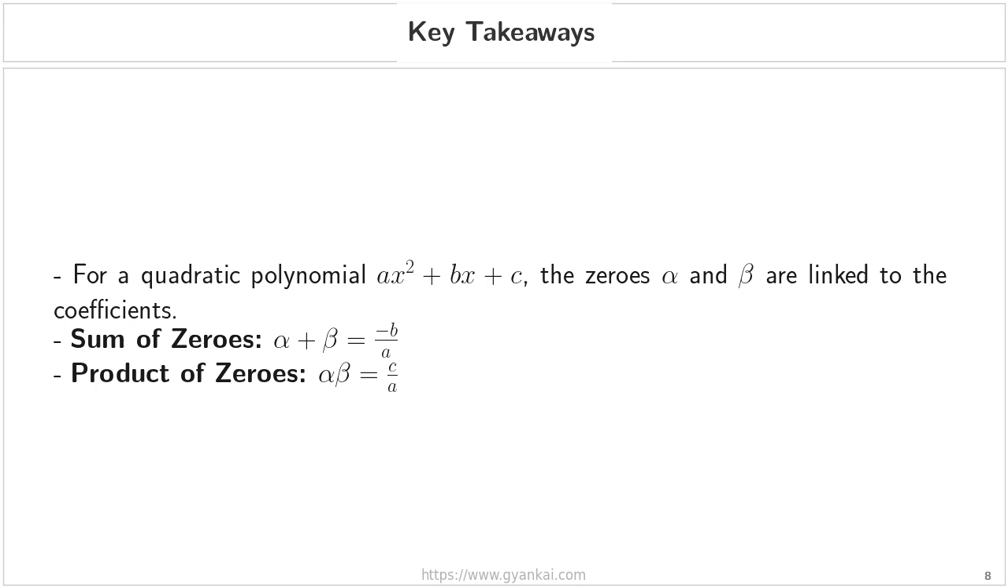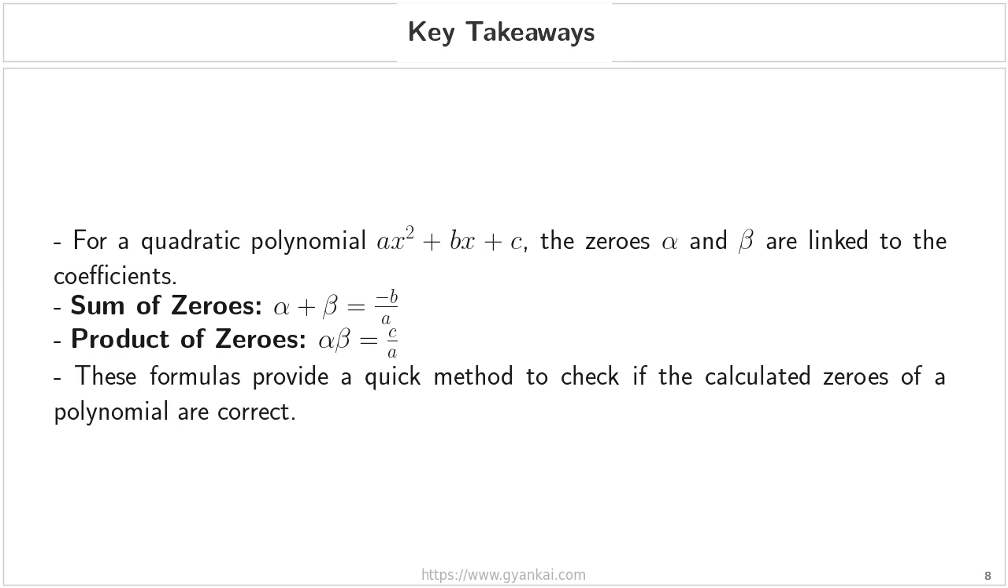As we saw in our core relationship slide, there are two specific formulas you must memorize. First, the sum of the zeros, alpha plus beta, is equal to negative b divided by a. Second, the product of the zeros, alpha times beta, is equal to c divided by a.